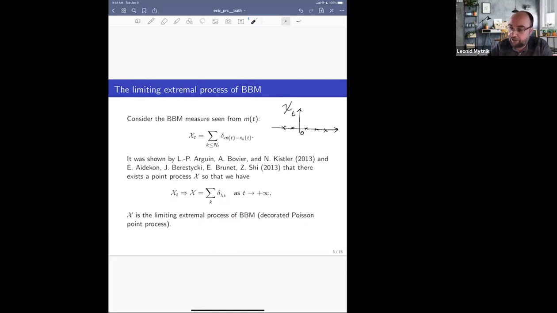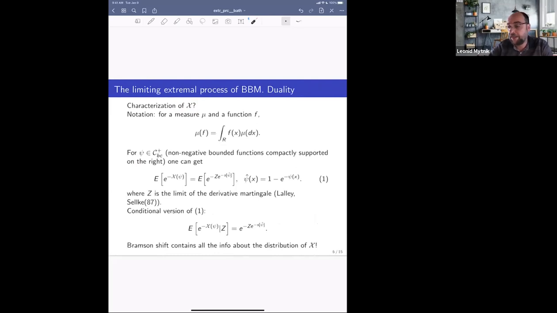Okay, and you may ask how one may characterize this limiting process. Just a notation I'll use in this talk: if there is a measure mu and a function f, mu of f is the integral with respect to mu. And if I take any function psi in the space of non-negative bounded functions compactly supported on the right, and I take the Laplace transform of the measure X, so I take any test function, integrate it with respect to this extremal process, and ask what's the Laplace transform. It turns out that this Laplace transform can be seen as the Laplace transform of another random variable Z, where Z is the limit of derivative martingales. I won't get into this, but the limit of the derivative martingale is, again, a very important process for studying branching Brownian motion.